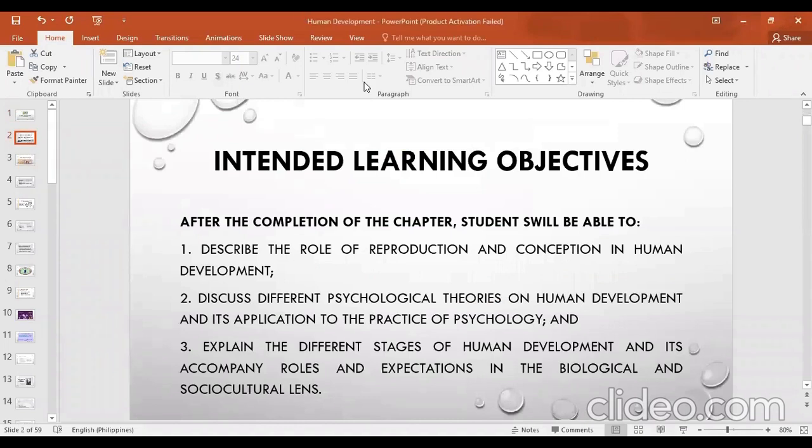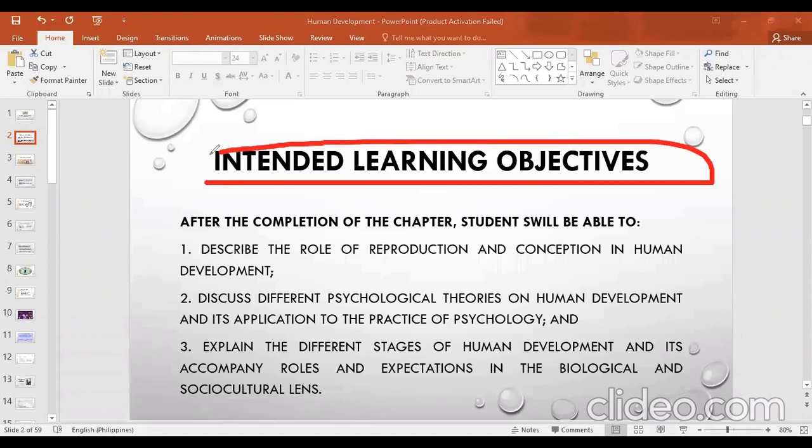So to begin this lesson, let's have the intended learning objectives. After the completion of the chapter, students will be able to, number 1, describe the role of reproduction and conception in human development. Second, discuss different psychological theories on human development and its application to the practice of psychology, and explain the different stages of human development and its accompanying roles and expectations in the biological and sociocultural lens.